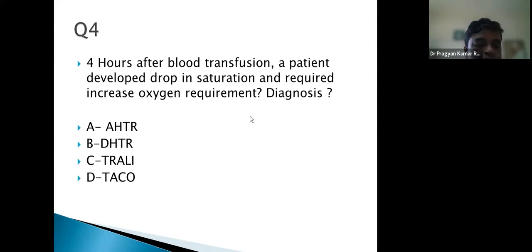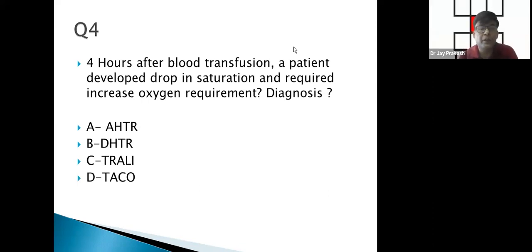I'll just say the full forms. A is acute hemolytic transfusion reaction. B is delayed hemolytic transfusion reaction. C is transfusion associated lung injury. D is transfusion associated cardiac overload. These are the 4 choices. Jayaprakash sir, over to you.